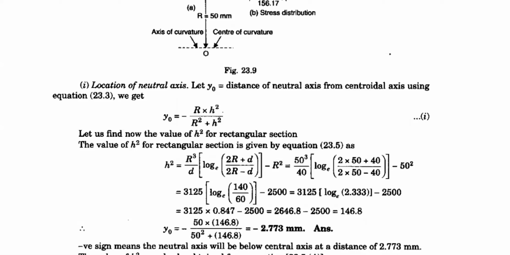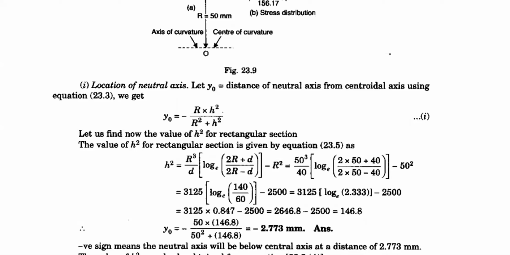I hope you understand this equation for the h square value. After obtaining the h square value, please substitute it in the given equation. Why? Because our intention is to identify the position of the neutral axis. The position of the neutral axis involves the R value and the h value. The R value is already there, and the h square value you determine from this equation, that is 146.8. Now substitute in the given equation of y naught.